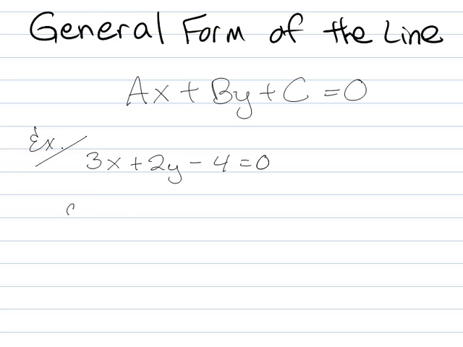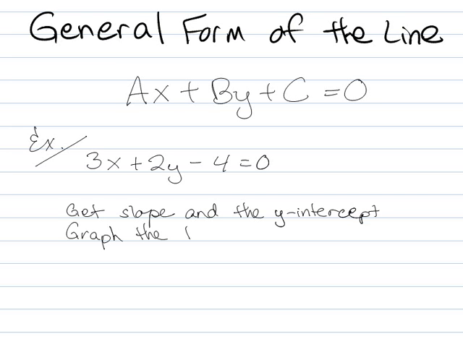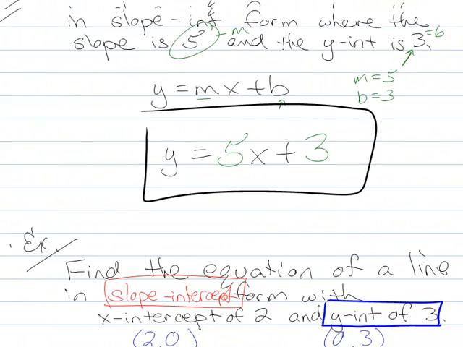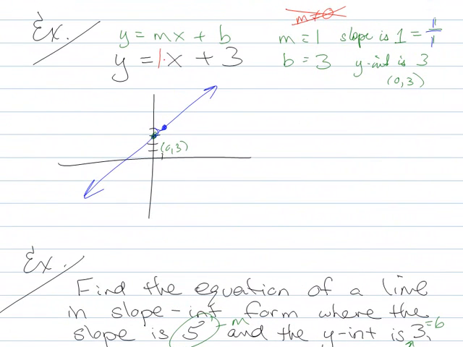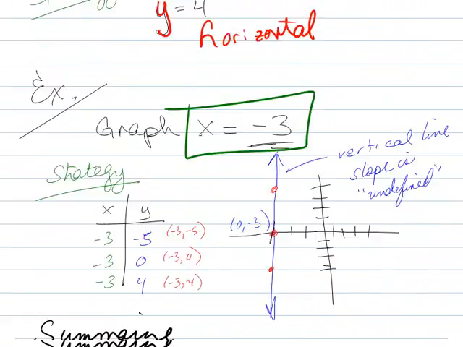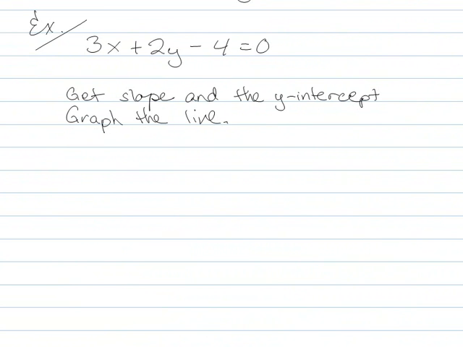You'll have instructions that look something like: get the slope and the y-intercept, and then graph the line. Now, when we were doing this on stuff that was in y-intercept form or slope-intercept form, that was easy. All we had to do was look at it, pull off the slope, pull off the y-intercept, and go to town. Well, we can't do that anymore. We actually have to do some work.